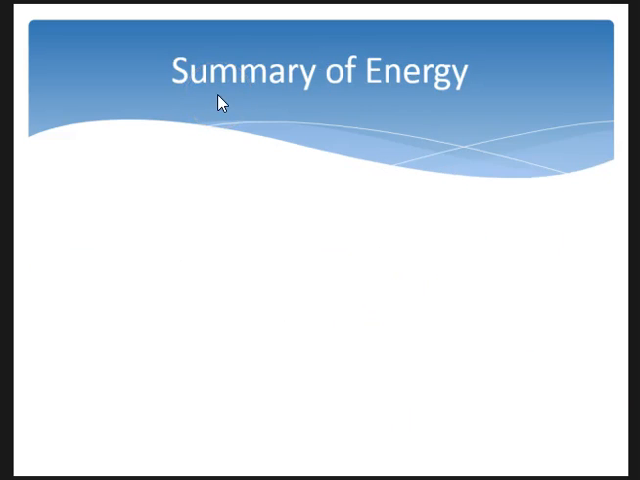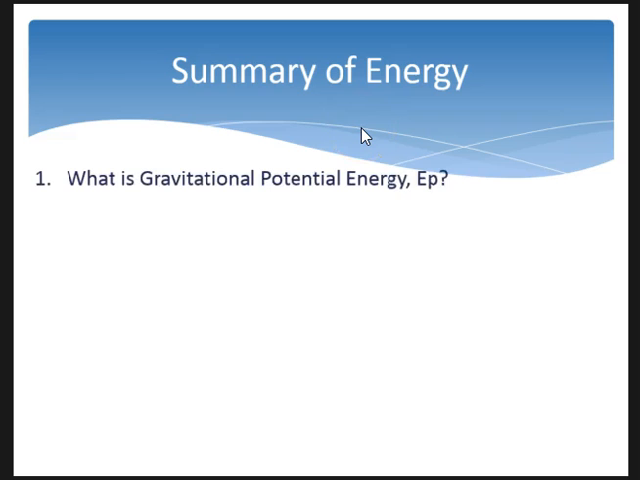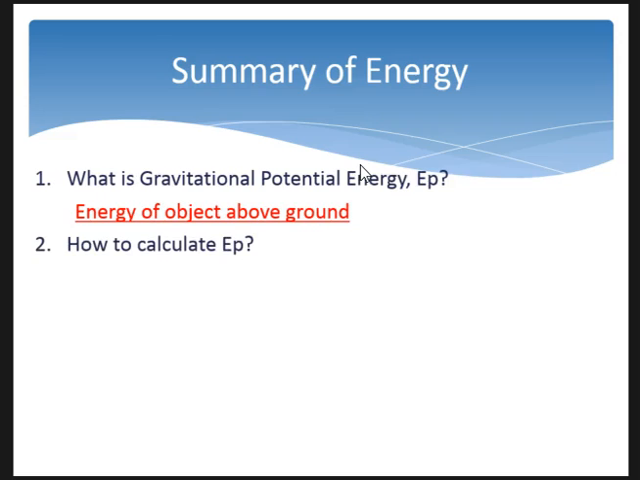And so that brings us to the very last slide of this video. We are just going to summarize what gravitational potential energy is. So what is gravitational potential energy, or symbol EP? It is simply the energy of an object above ground. How do we then calculate the GPE?